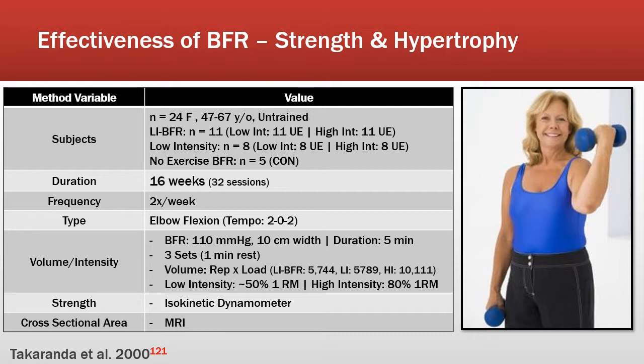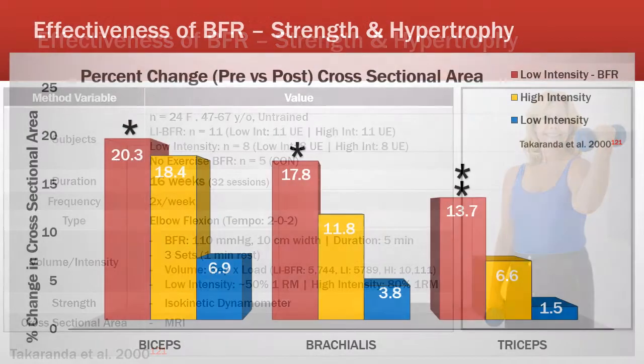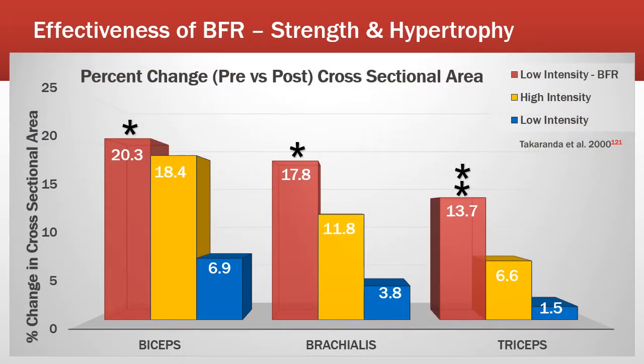Okay, and then same or similar outcomes: MRI, so you're looking at cross-sectional area, and then isokinetic dynamometer for overall strength. So the results here for change in cross-sectional area are shown, and you can see that in red is your low-intensity BFR, in yellow is your high-intensity resistance training, and then in the blue is the low-intensity group or limbs. And this really stood out to me from the standpoint that the cross-sectional area changed not only in the muscle trained, but also in the collateral, the antagonistic triceps.